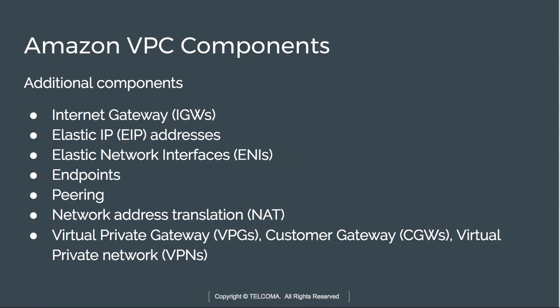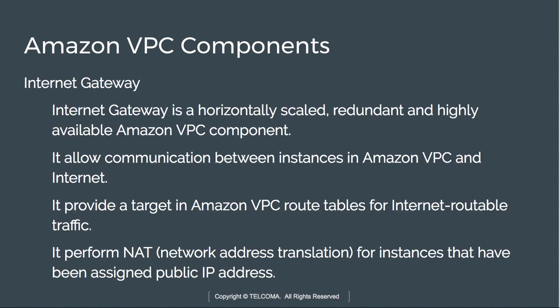We have some more components of Amazon VPC. Additional components we have are internet gateways, elastic IP addresses, elastic network interfaces, endpoints, peering, network address translation, virtual private gateway, customer gateway, and virtual private networks. So let's discuss these. The very first is the internet gateway, or IGW.